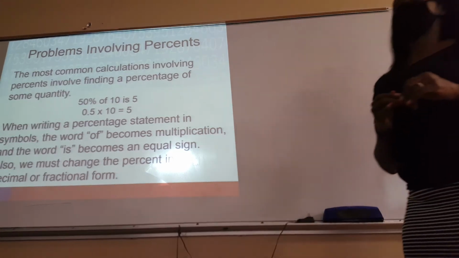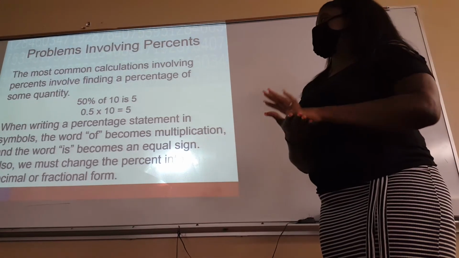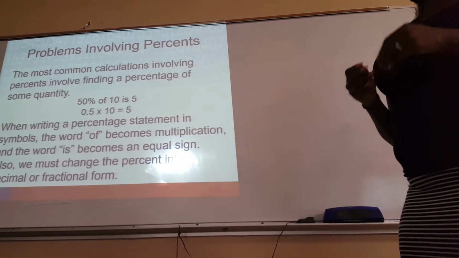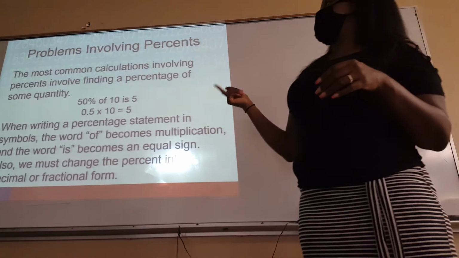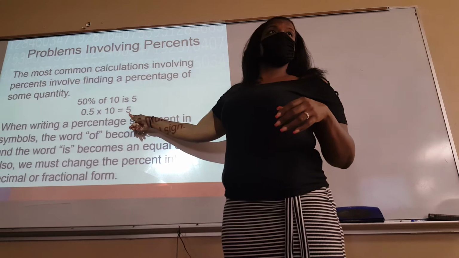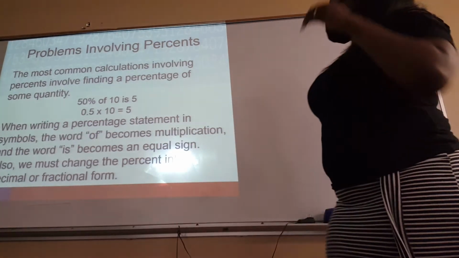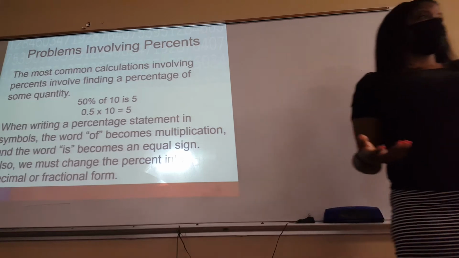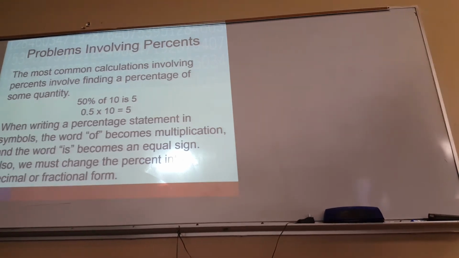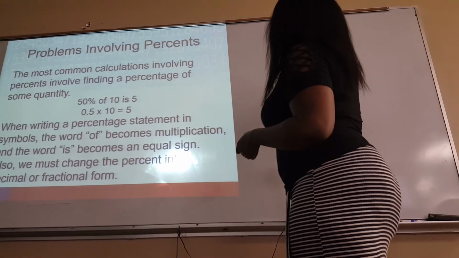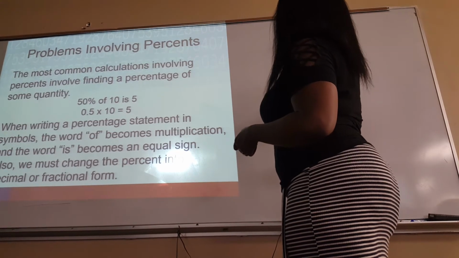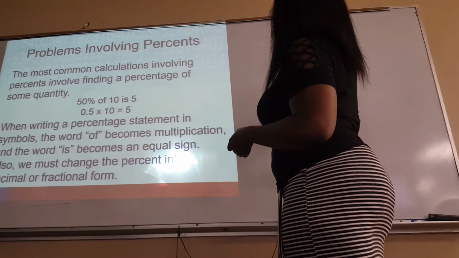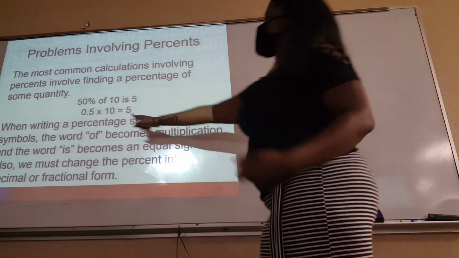Of 10 is 5. So when writing a percent statement in symbols, the word of is multiplication. So that's where we got the times from. And the word is the equal sign. So we made this word problem into an actual functioning equation. So also we must change the percent to a decimal, which we know. To sum it up, they took the 50%, dropped the sign, moved 2 places to the left, and we got 0.50, which is the same thing as 0.5.